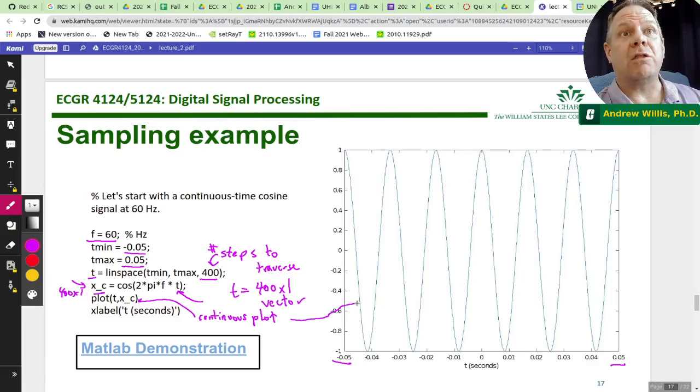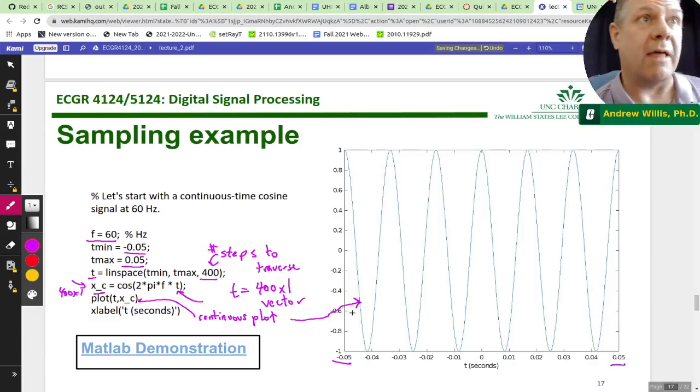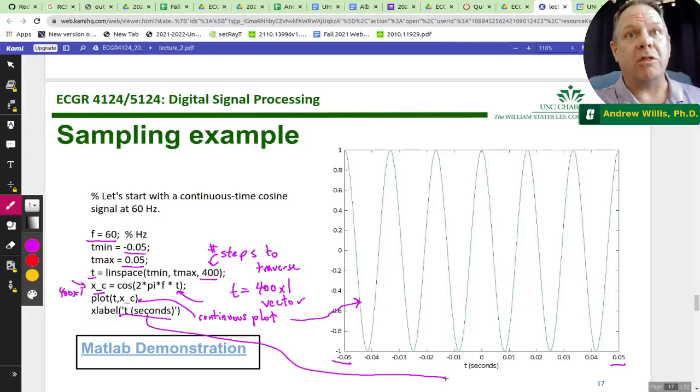And that gives us this line. You've seen these things in both 2254 and 3111, and this is just kind of a review. Now when I put this X label on here, that actually puts this label for the X-axis on my plot.